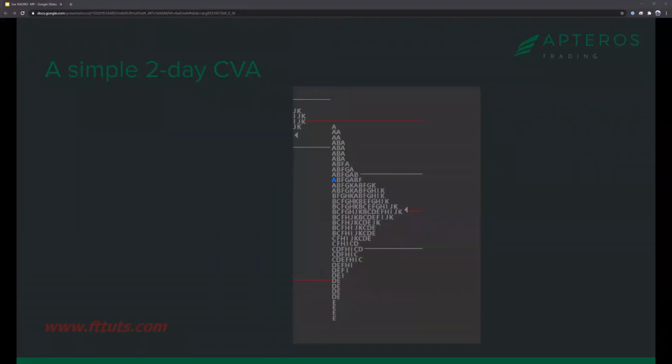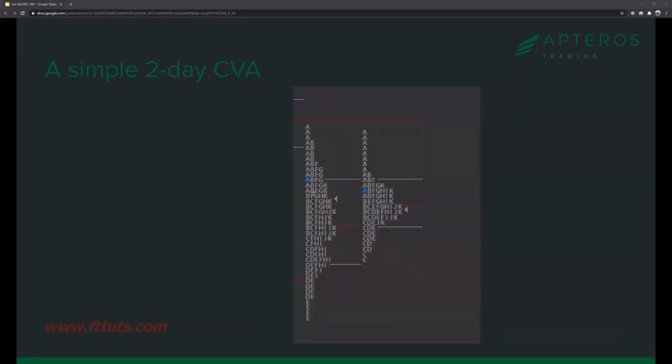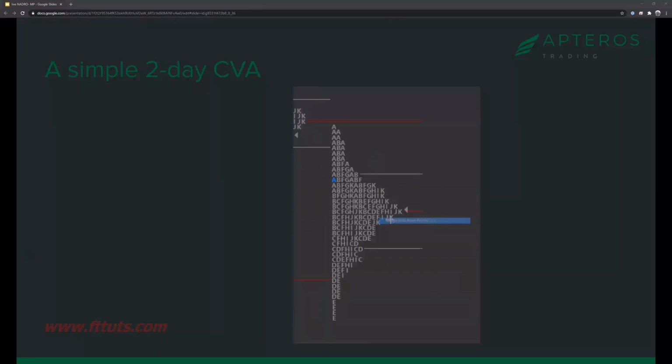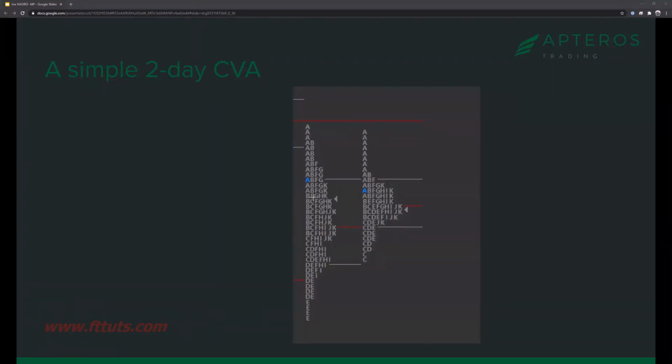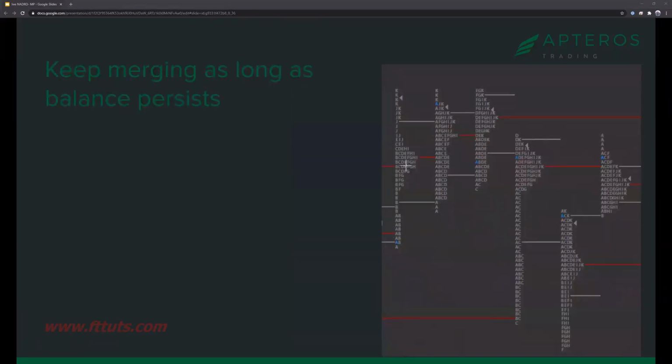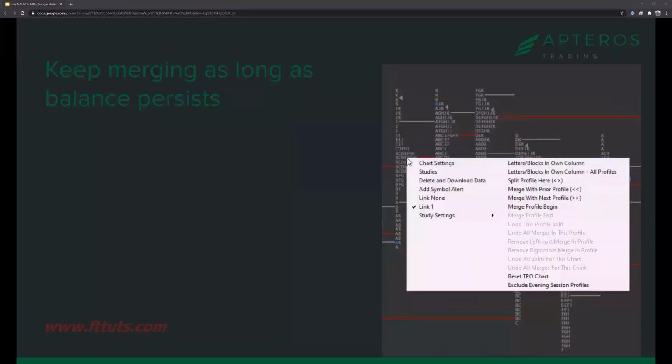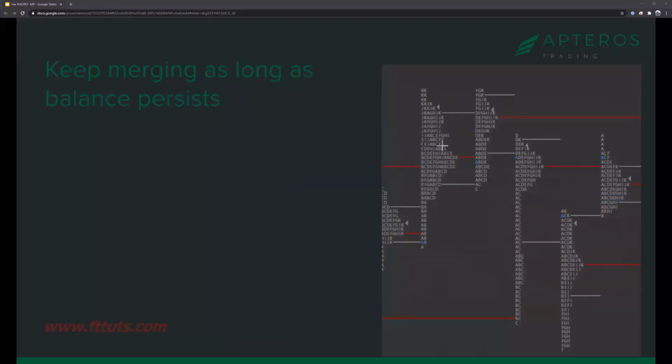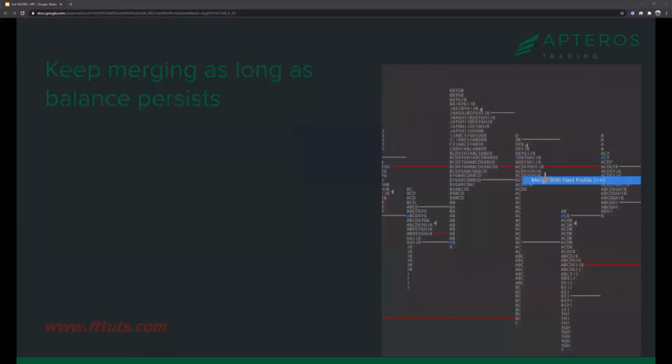Simple 2-day CVA. Look at these days, how their value was 100% overlapping. They each had decent balance areas. They go together. There's no question. It's a 2-day CVA. Keep merging as long as balance persists. So I've got these first 2 days. Okay. Well, look at day 3. It's merging. It's balancing still within the first 2 days.